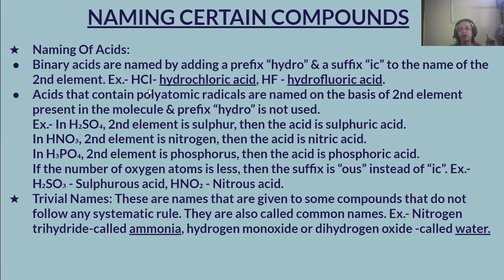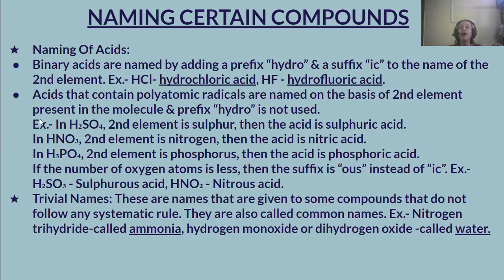For example, hydrochloric acid, HCl. Hydro is the prefix, and to chlorine we add the suffix ic. So hydro represents hydrogen, and chlorine takes ic as a suffix. This is hydrochloric acid, a binary acid. Then hydrofluoric acid. Here also hydro is added as a prefix, and to fluorine we add ic.